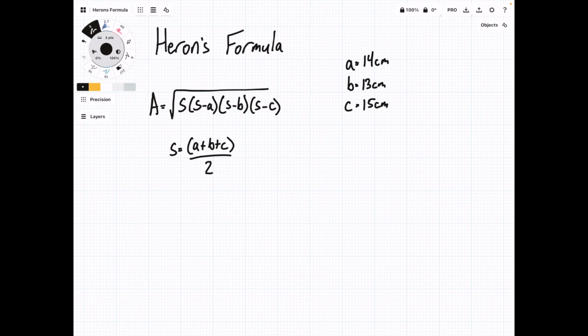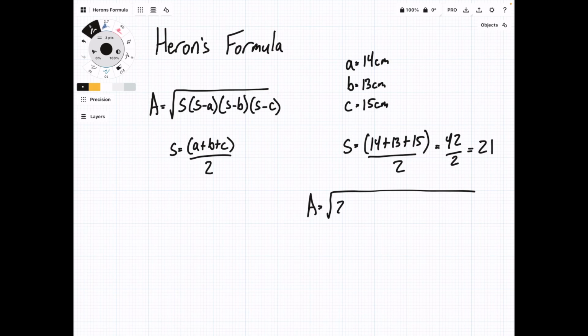When we're using Heron's formula, the first step is going to be to find what s is. So we're going to plug in all the sides. 14 plus 13 plus 15 all over 2. This equals 42 over 2, which is then 21. Okay, now we can run through the area formula.